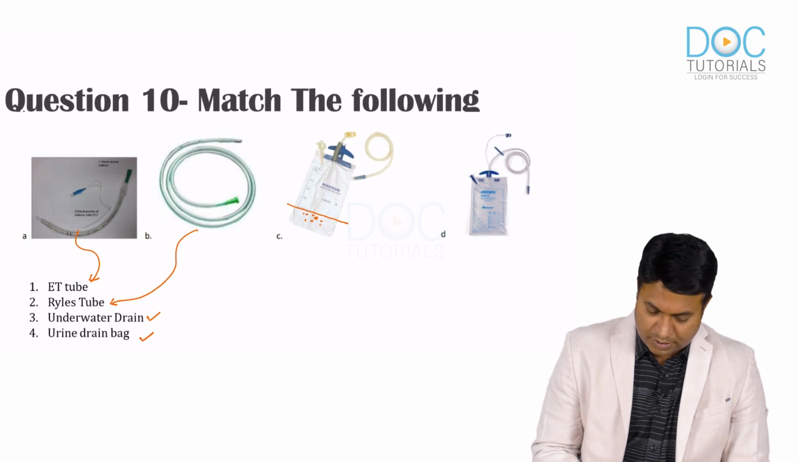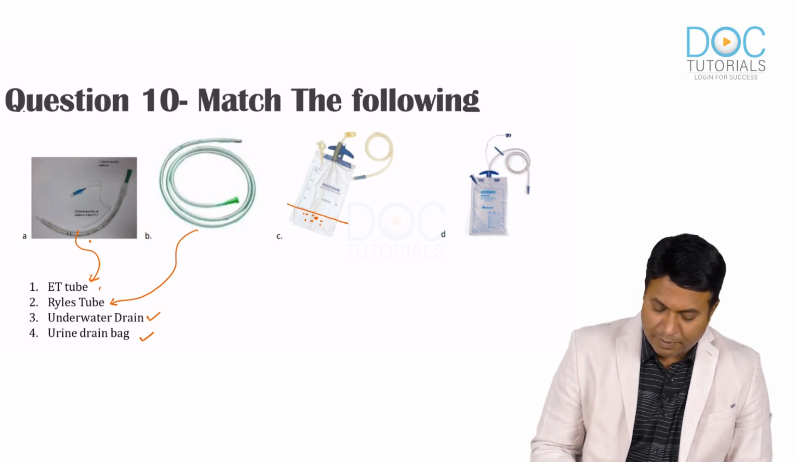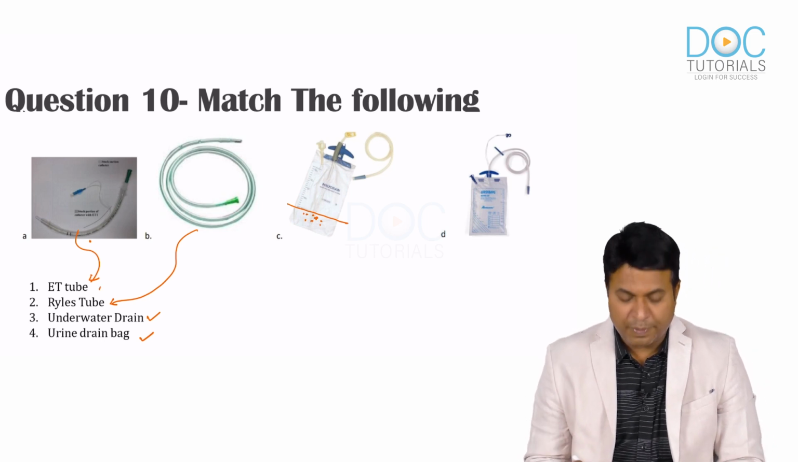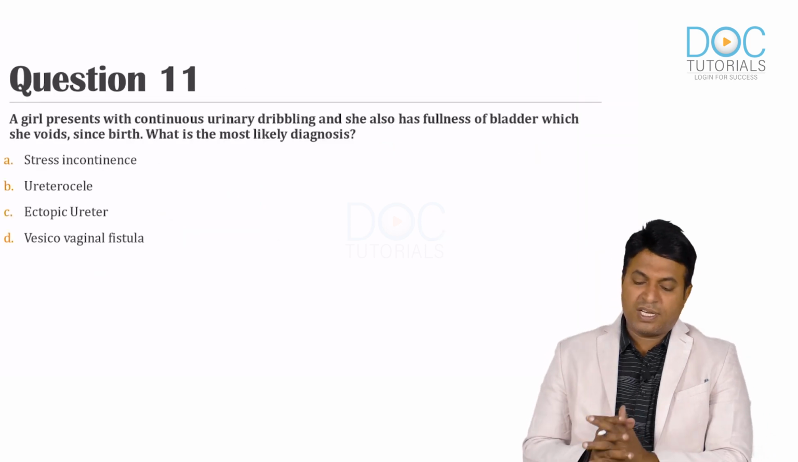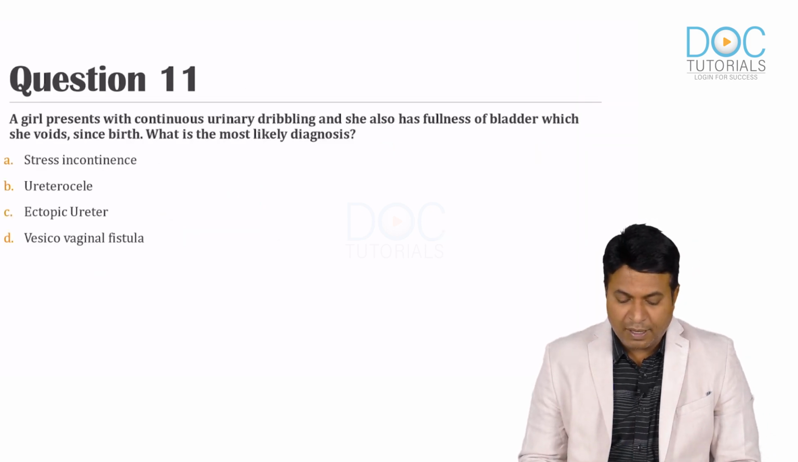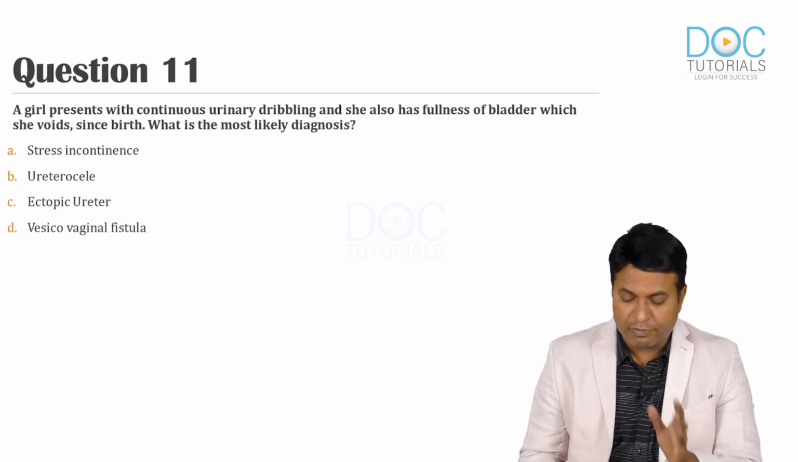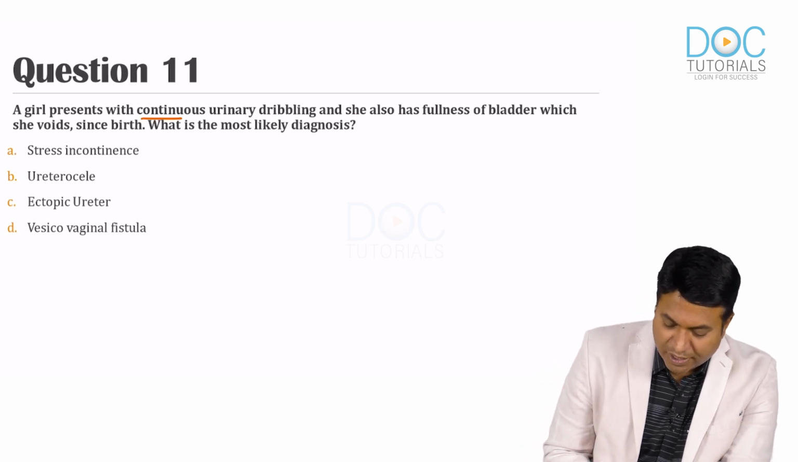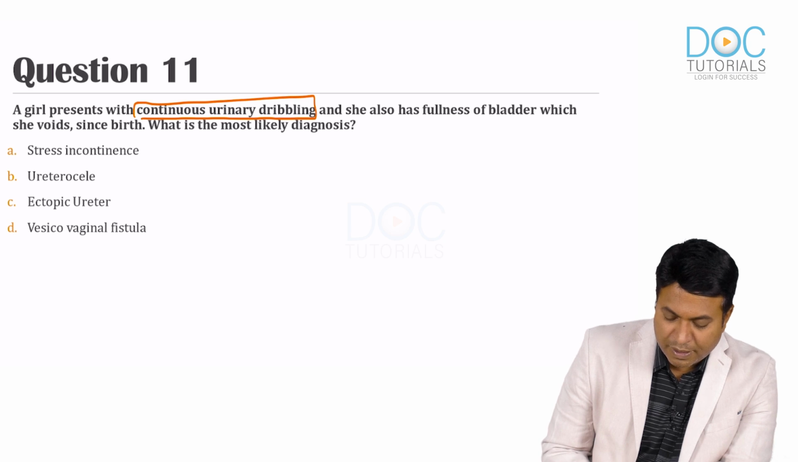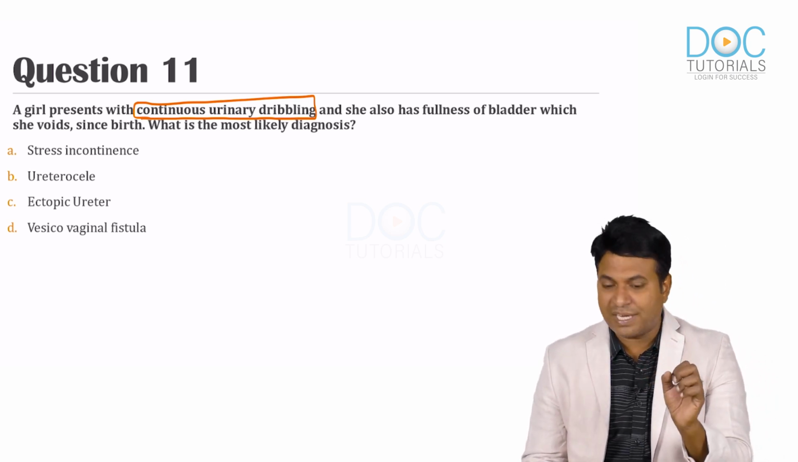So the answer is ET tube for A, Ryle's tube for B, underwater drain for C, and urine bag for D. So the next question is a very commonly asked urology question. A girl presents with continuous dribbling of urine. See, please understand the history. She is having continuous dribbling of urine from the vaginal area.